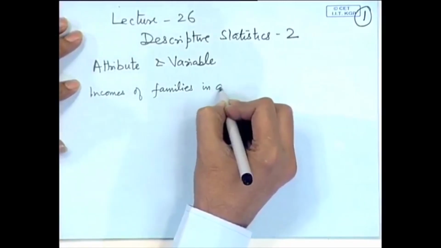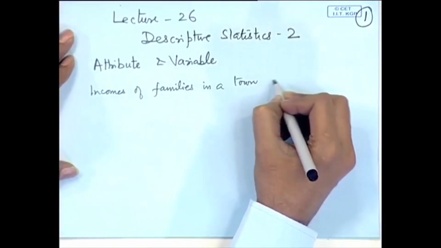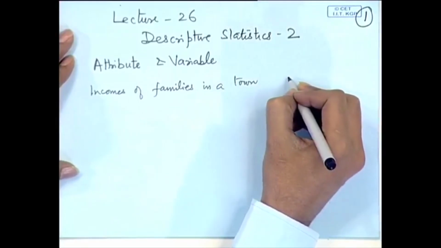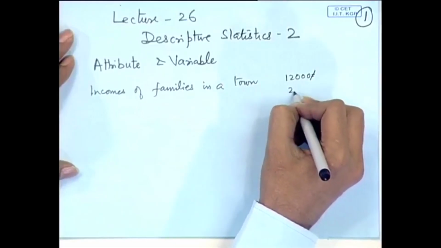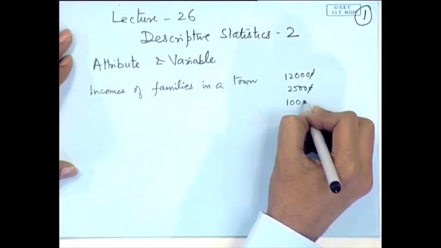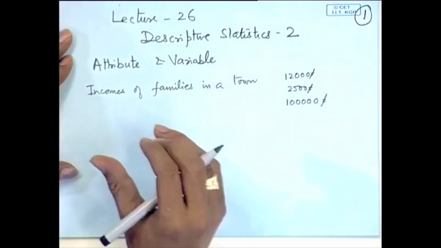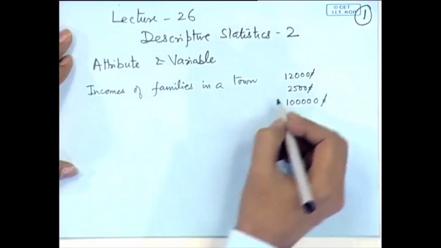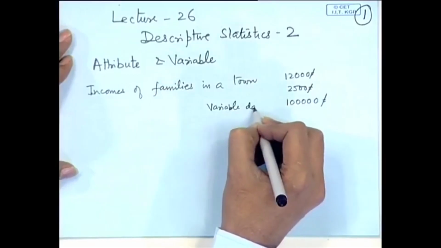in a town. In that case, corresponding to each family you are writing down a certain numerical value. Suppose we are recording the incomes per month. So, the incomes could be say 12,000 rupees per month, it could be 2,500 rupees per month, or it could be 1 lakh rupees per month, etc. Here the primary recording of the data itself is in the numerical form. This data is said to be variable data or frequency variable data.